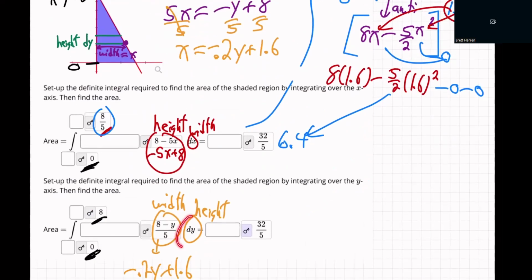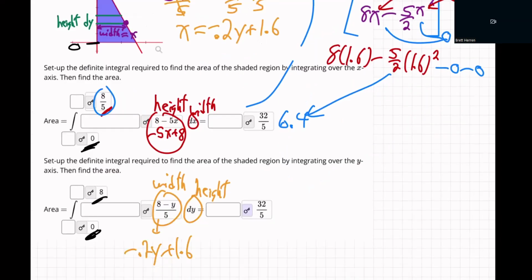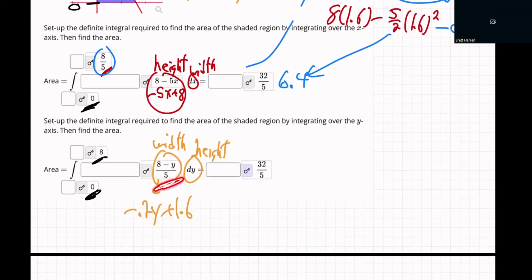We're integrating. This is a dy integral along the y-axis. Going up, up, up along the y-axis. The dy is the height, and the width is x. We solve for x. There we go. So this is the x. The width is, again, x. And x equals this times dy.